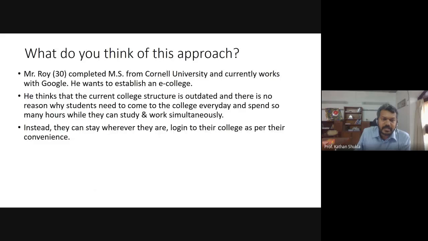Okay, so let us consider this case of Mr. Roy. Mr. Roy is just 30 years old, and he completed his master's from Cornell University. He works with Google, and he has this idea. He thinks that the entire current higher education system is outdated, and he believes in e-college. What he thinks is that we all go to college, teach students, and whatever happens, at the end they give semester exams, pass, and that's how they get the degree. Mr. Roy thinks none of this is needed.